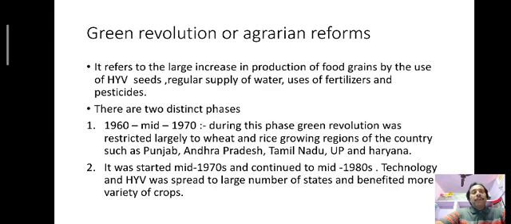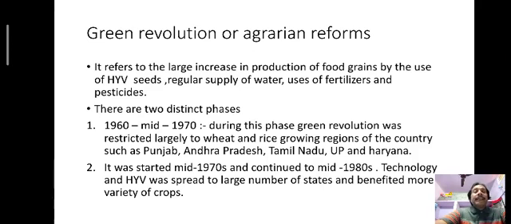First, green revolution. It refers to the large increase in production of food grains by the use of high yielding variety of seeds, regular supply of water, and use of fertilizer and pesticides. In other words, green revolution is a package which was implemented to improve agricultural production and productivity.